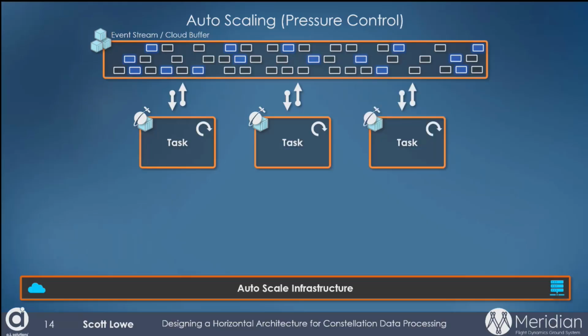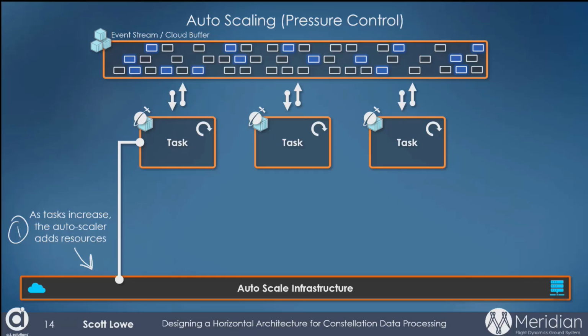So again, you can think of this as a pressure control system. You can imagine you have hundreds or thousands of tasks all running simultaneously, all reading and writing data back and forth to this event stream. And then as tasks turn on and off, if you have 10 tasks and then all of a sudden you have a flight dynamics job that needs to run 2,000 tasks, we can communicate with the autoscaler and say, hey, add resources.